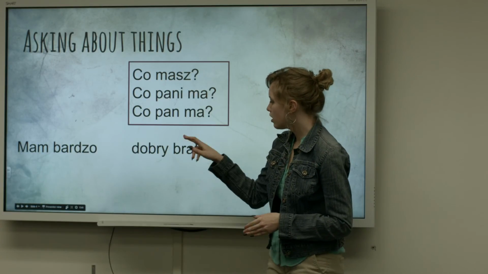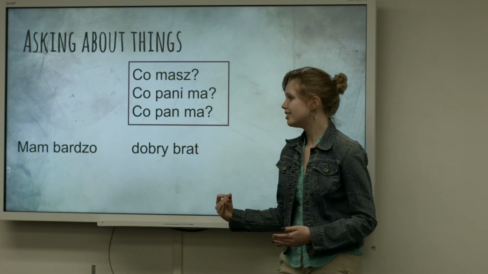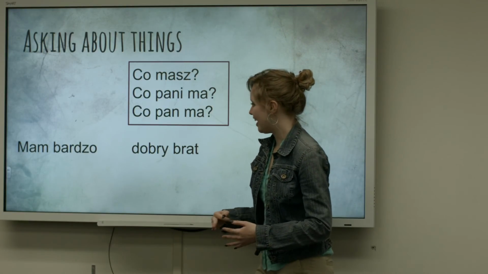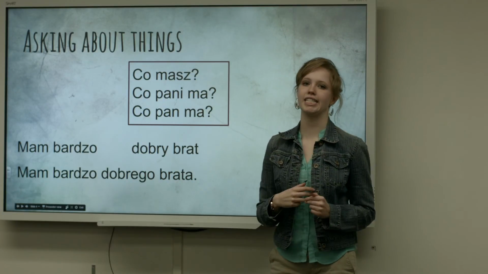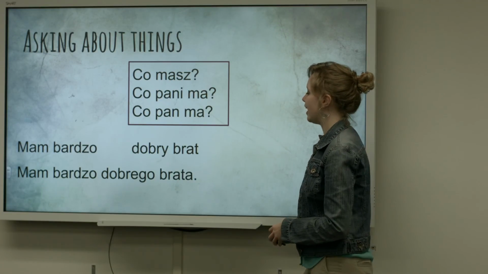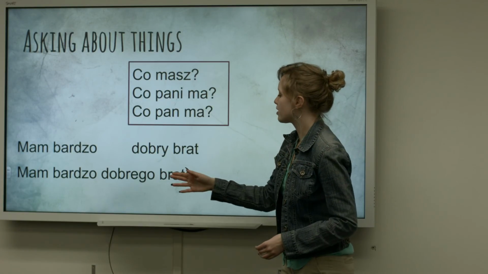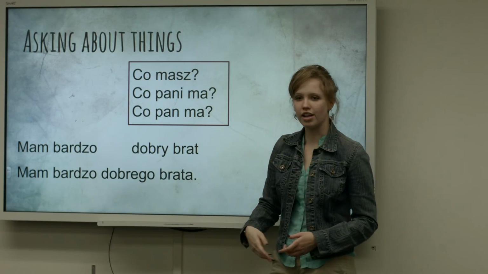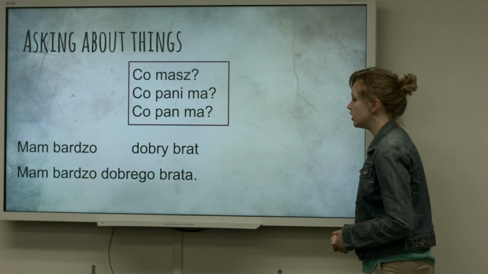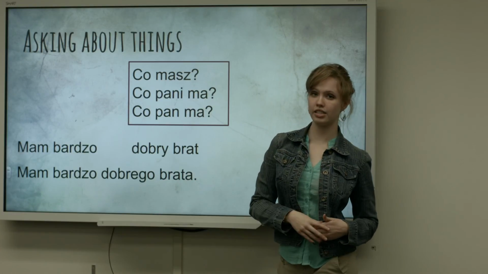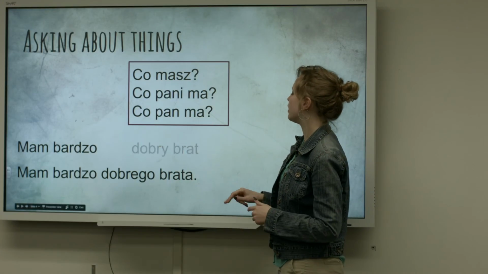So we have "mam bardzo dobry brat." This is the nominative, so you cannot say "mam bardzo dobry brat." You have to instead change "dobry brat" into the accusative masculine animate case, and that means adding -ego to the adjective and adding -a to the end of the noun. So, "mam bardzo dobrego brata." A co to znaczy? I have a very good brother. But note that it is -ego and -a because it is masculine and animate. The animate part is really important, and I will show you why next.